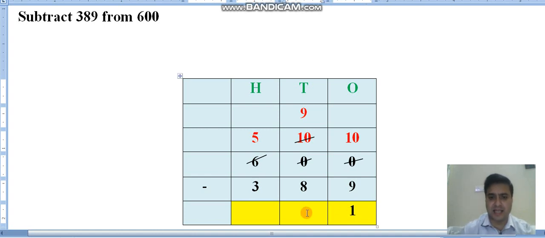At tens place, when we subtract 8 from 9 we get 1. At hundreds place, when we subtract 3 from 5 we get 2. Now like this, whenever you get questions related to subtraction with decomposing, you will borrow from the next highest place and do the subtraction.